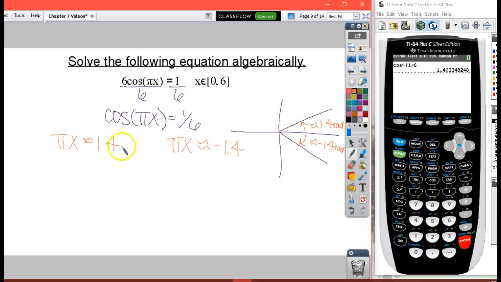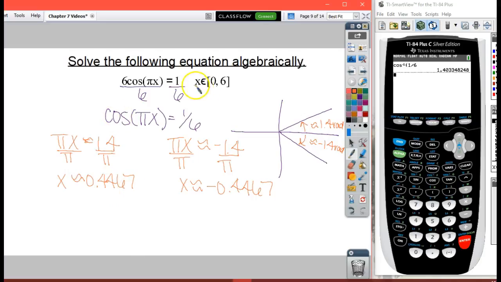To find our x values, we need to divide those two answers that we found by pi. Once we do that, we will end up getting x is approximately equal to 0.4467, and again, you would do that in your calculator. The other answer would be negative 0.4467. So these are my general solutions, or my starting points, we could say. The negative is not going to give me an answer because it's not in between 0 and 6, but I do know that this is going to be an answer.